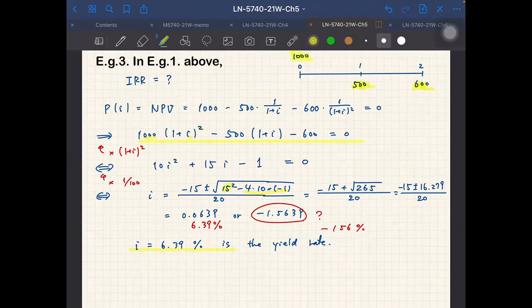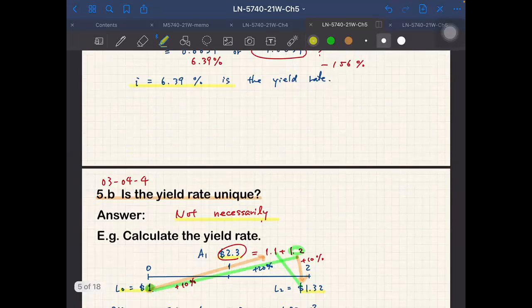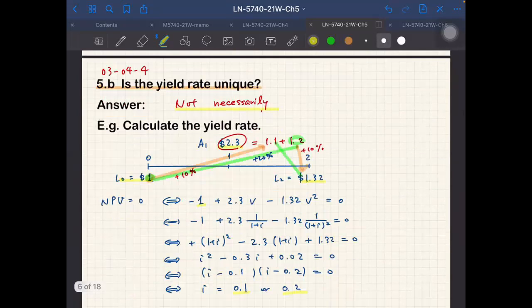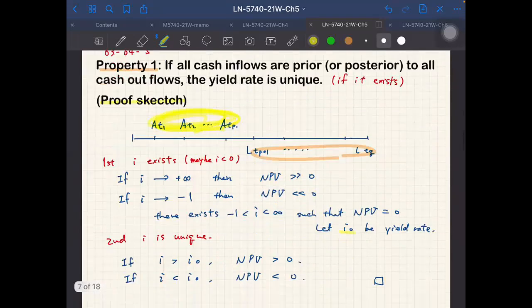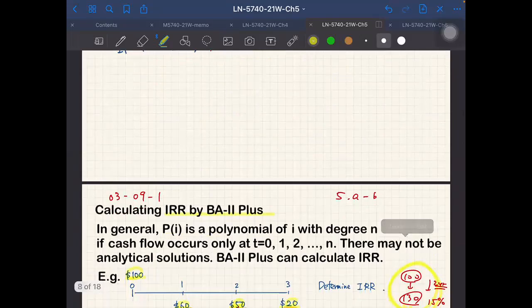But you can imagine that if we have more than 3 cash flows, or even 3 cash flows, if the intervals are not equal, then this equation becomes more complicated, a higher degree polynomial of i, so we cannot really evaluate it analytically. In this case, we have to use the BA II Plus to get i. So only a numerical solution exists. That is the first topic in chapter 5.